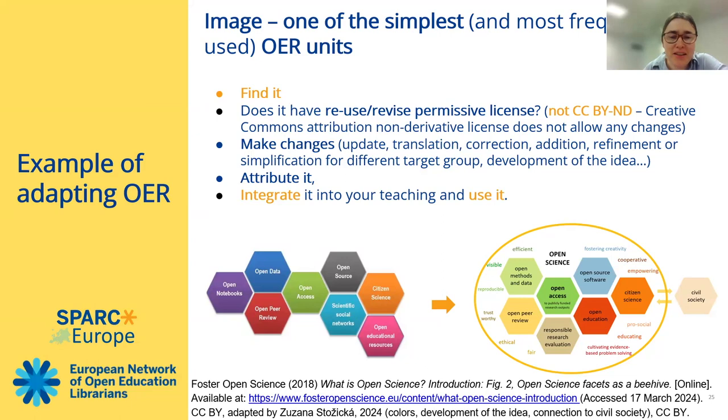Then, if the license is permissive, so perhaps CC BY, we can make changes: update, translate, correct, add something, or refine the resource, simplify it for different target groups, or develop the ideas, attribute it, and integrate it into our teaching and use it. Here's an example of a scheme from FOSTER Open Science, What is open science? And I modified it to my needs. I added the connection to civil society because I think it's really important. In Slovakia, civil society is under attack, so we have to stress it.